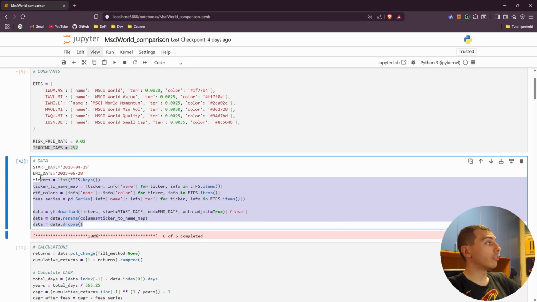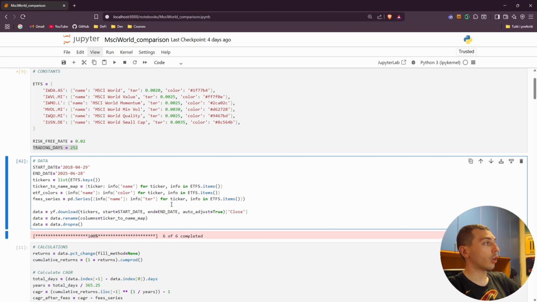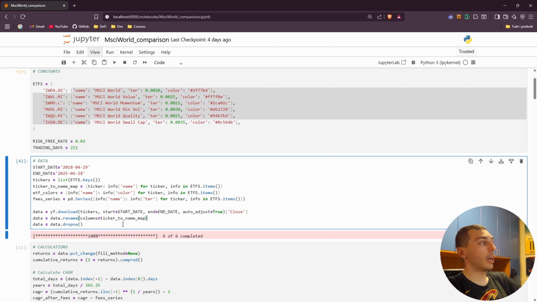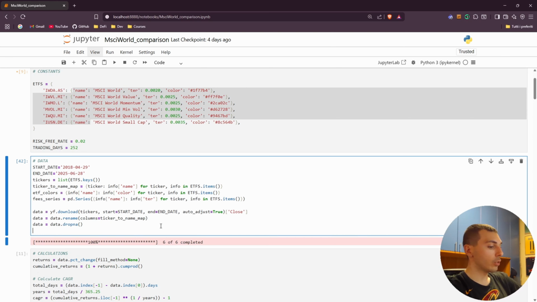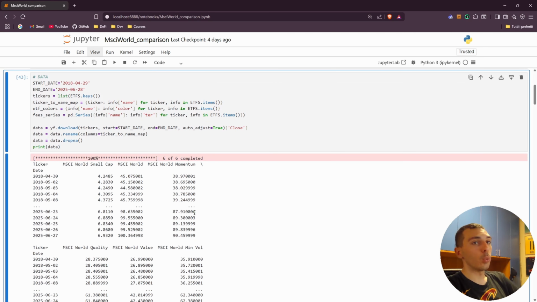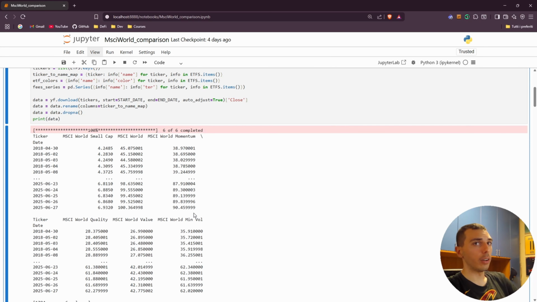Next, we use YFinance to download the close prices of each ETF from the start date to the end date. We then rename the columns using our ETF names, and then we clean the data by dropping any missing values. So if I print this data, okay, this is what our raw data looks like, just a simple table of daily closing prices for each ETF.